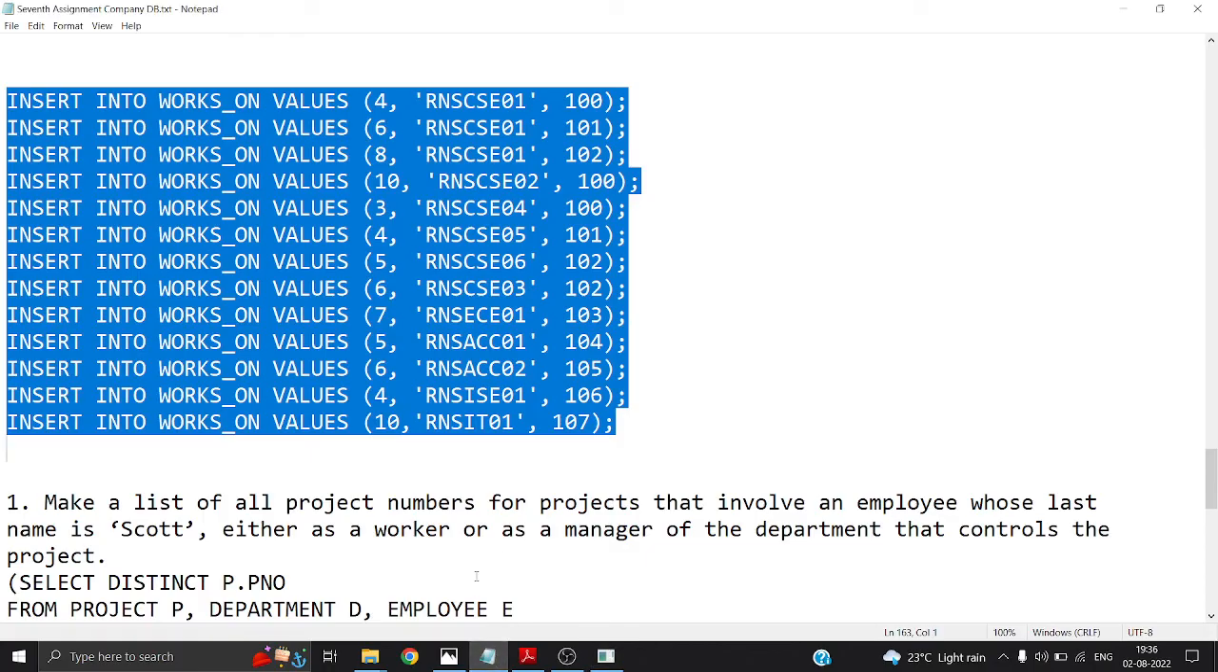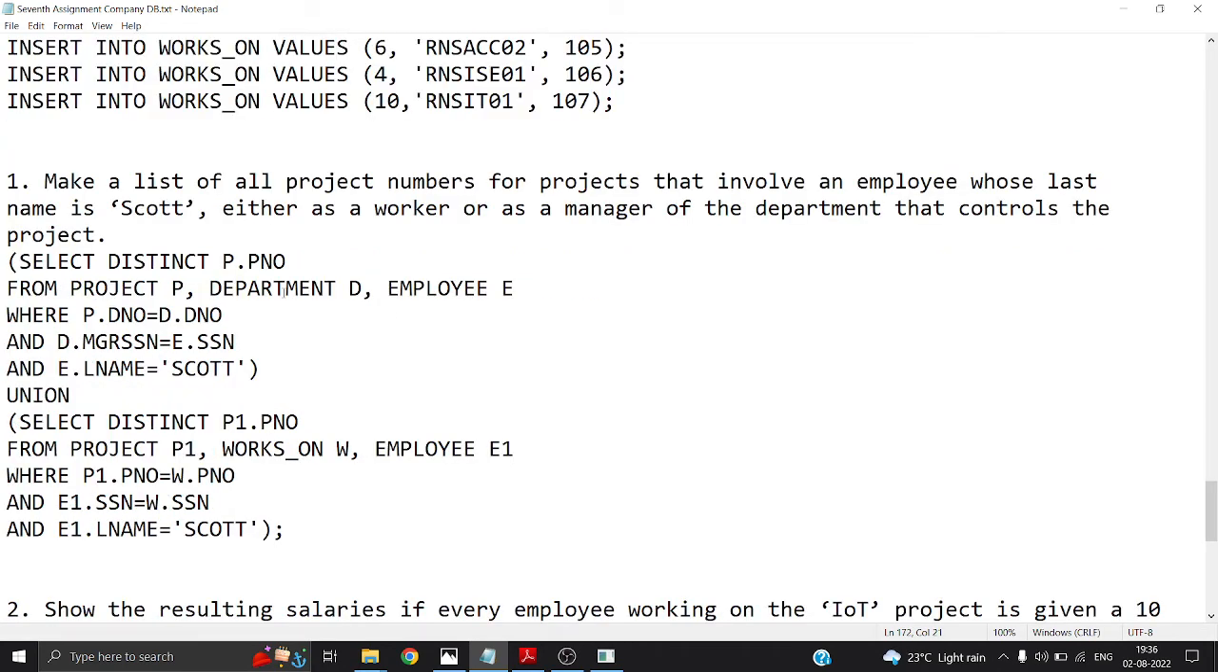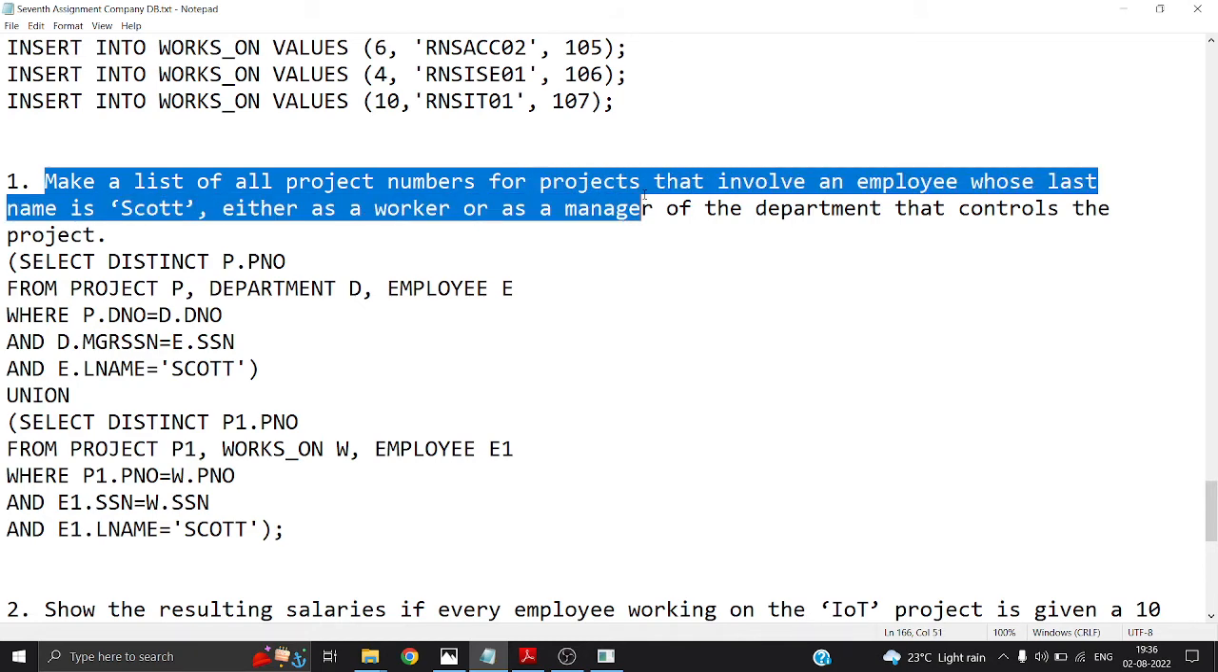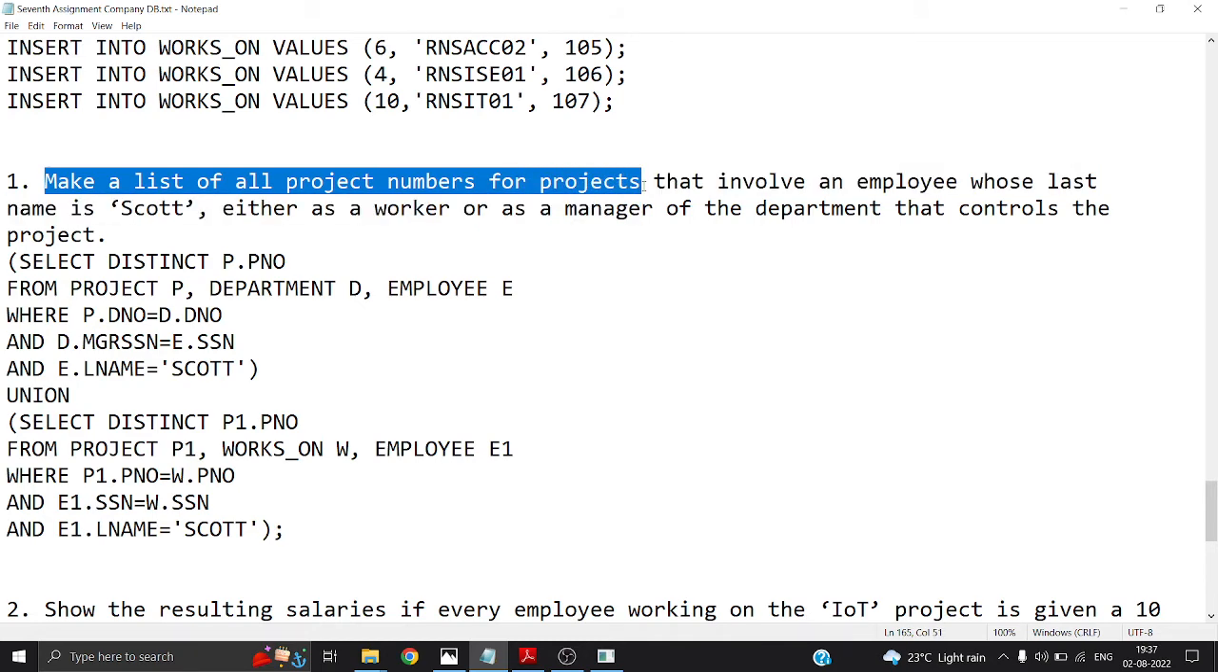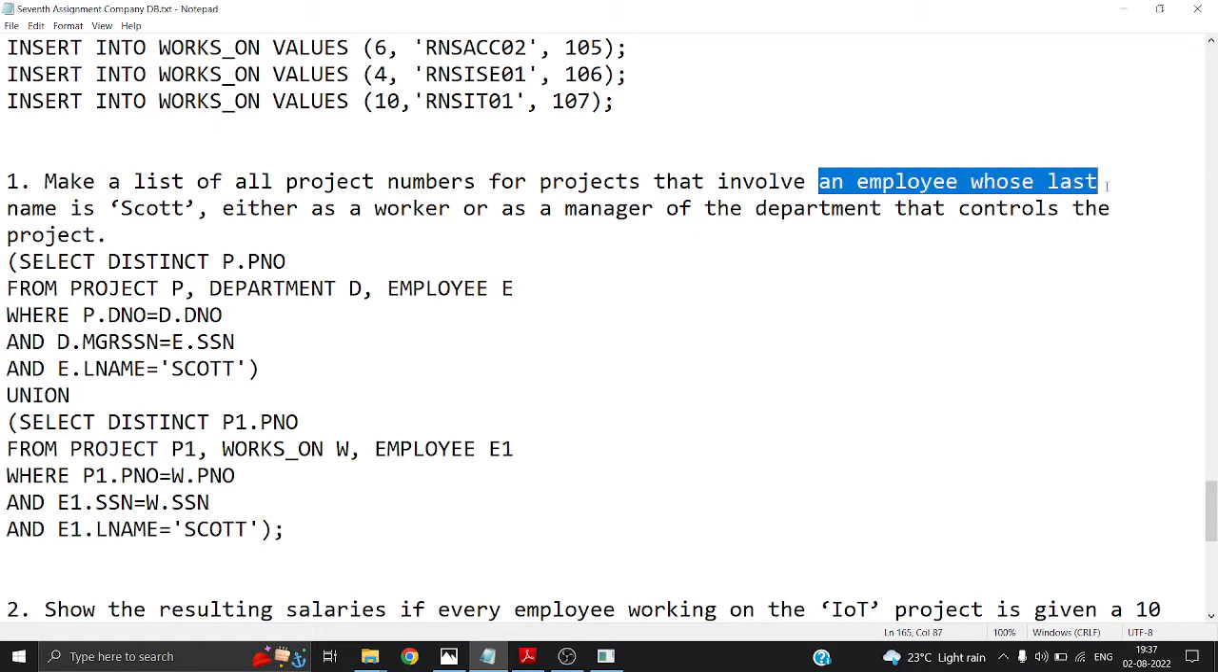Our next job is to look into the queries. Okay, so the first query: make a list of all project numbers for the projects that involve an employee whose last name is Scott. This is the condition they had given, and that Scott, he may be a worker or he may be a manager. Irrespective of whether he is a worker or manager, we want to display that project's details, with the last name as Scott.